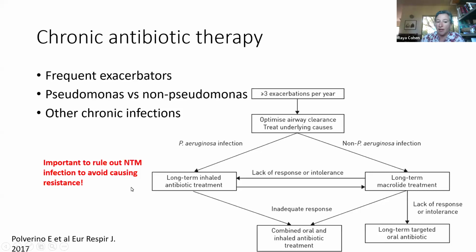I want to emphasize that it's very important to rule out NTM infection before we start using a macrolide antibiotic chronically, because we can cause a resistant NTM, which is much, much more difficult to treat.